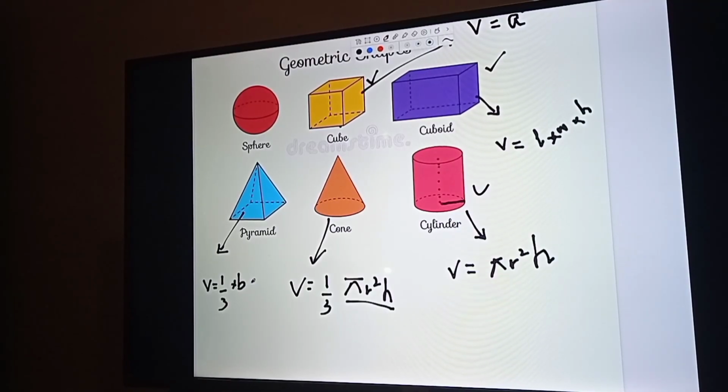Base into height. Now see the base of the pyramid. A pyramid is a 3D shape, this is the base, and it has triangles which meet at a point on the top.